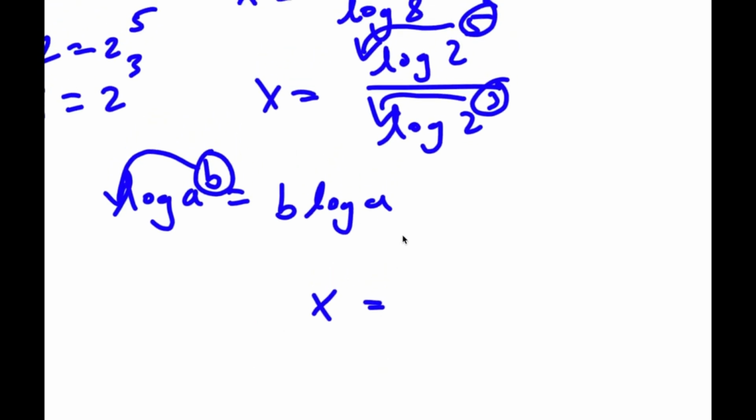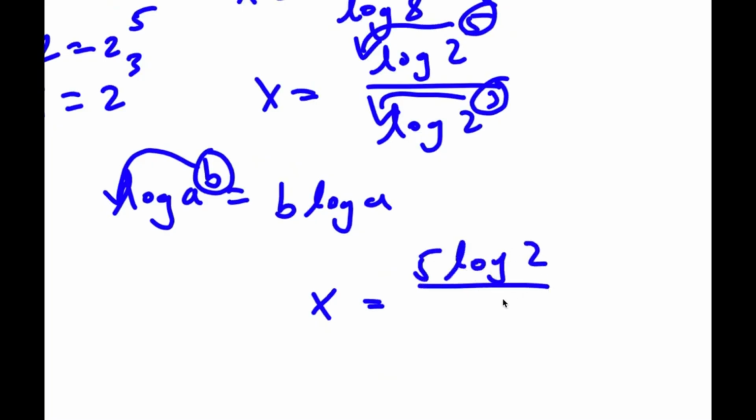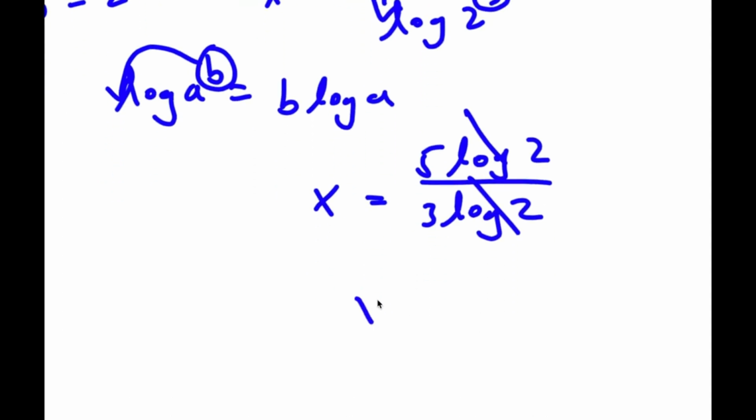So now I have x is equal to 5 times log 2 over 3 times log 2. Now these log 2's can simply cancel out. So I'll be left with x is equal to 5 over 3.